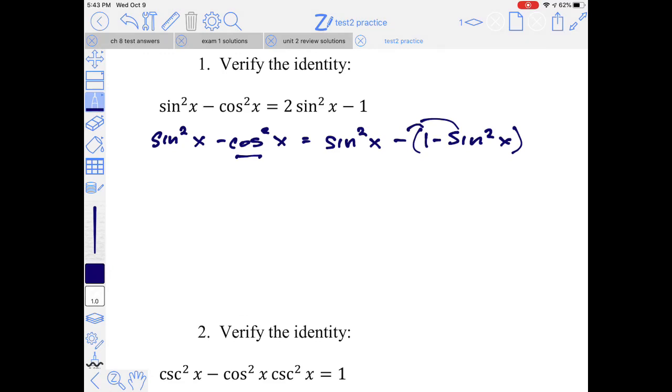So then if we distribute that minus, I'm going to get sine squared x minus 1 plus sine squared x. And we got two of those sine squareds, so we would have 2 sine squared x minus 1.